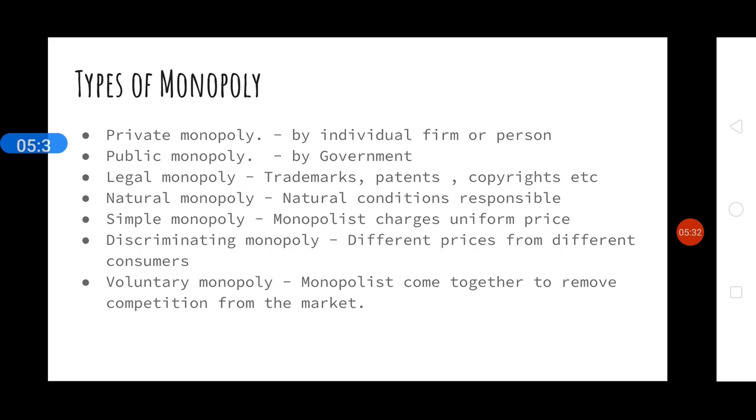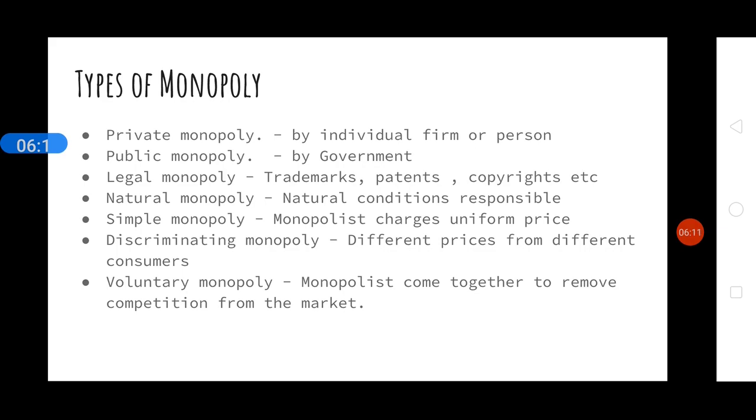Next type is legal monopoly. Whenever the monopoly is created by law, it is known as legal monopoly. There are various legal provisions like patents, trademarks, copyrights, which give rights to legal monopolies. For example, some producers use a particular trademark for their product and they take legal permission from the government for that brand. This law forbids potential competitors to imitate the design, form and shape of the product. If a firm tries to violate the rights, action can be taken against them.